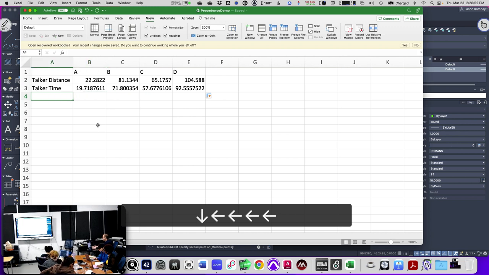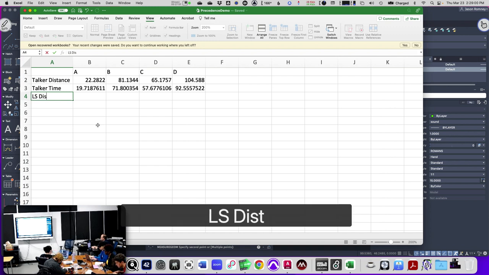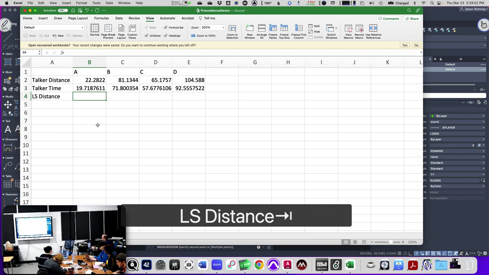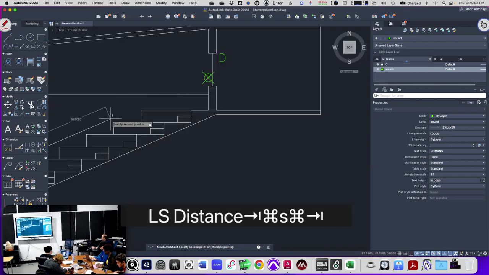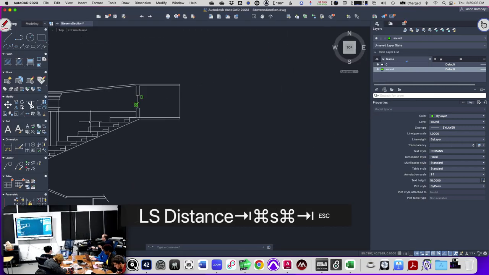So now I want to do my loudspeaker distance. Let's measure the distance of the loudspeaker to each of those seats.